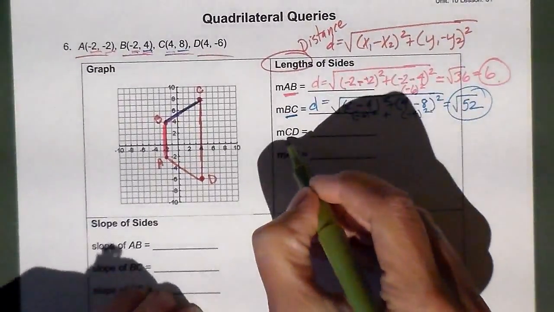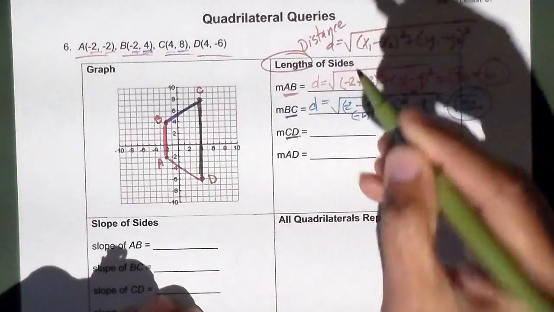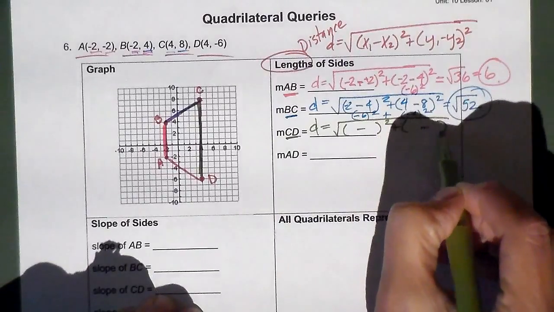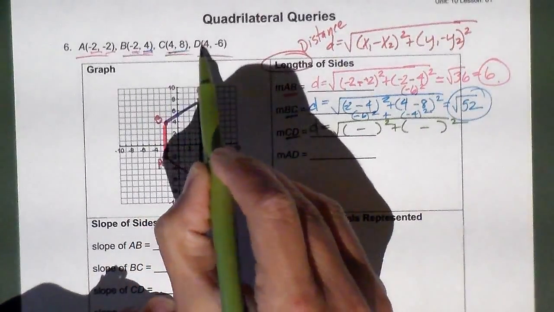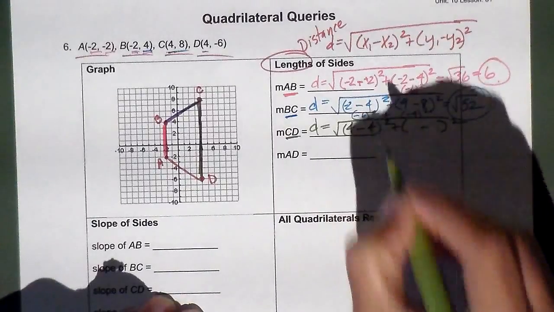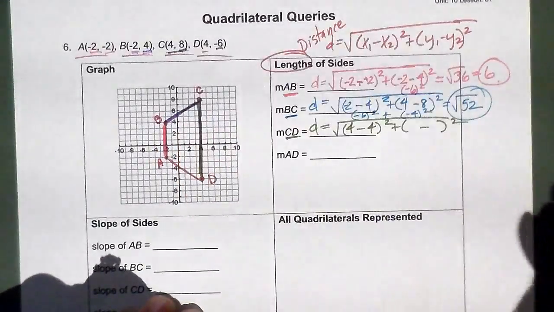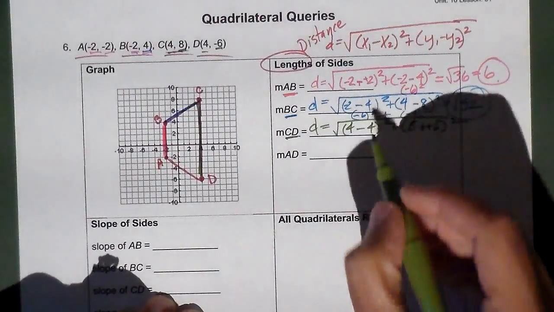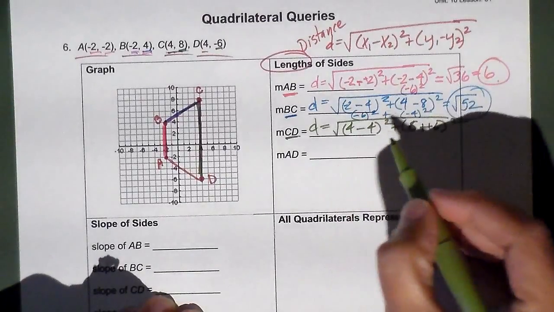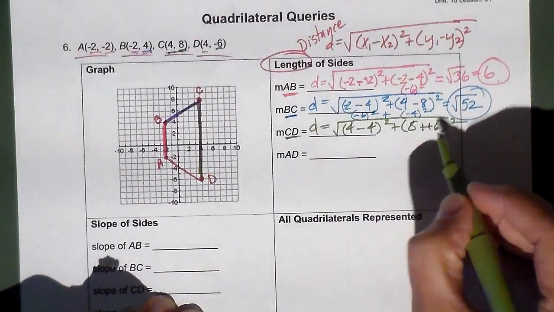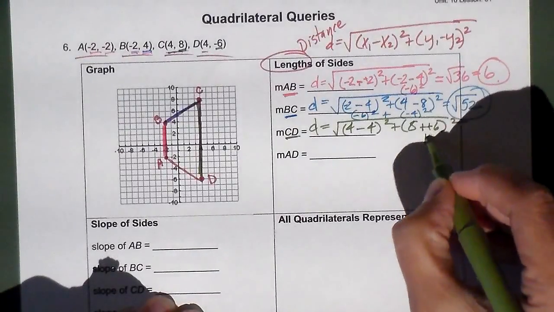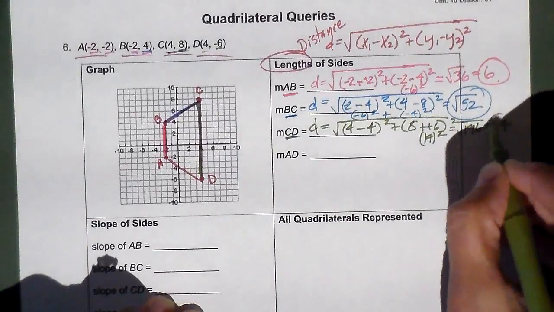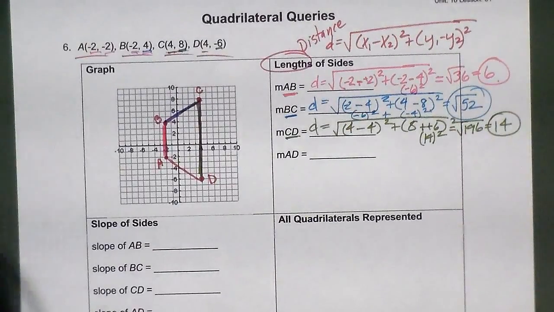Let's do CD, this guy right here. I'm going to use my distance formula. For CD, I have 4 minus 4, and then 8 and -6. 8 minus -6, minus a negative changes to plus a positive. 4 minus 4 is going to go to 0. So I have 8 plus 6, which is 14. 14 squared is 196, and the square root of 196 is just 14. So now I've got 3 sides that are different.